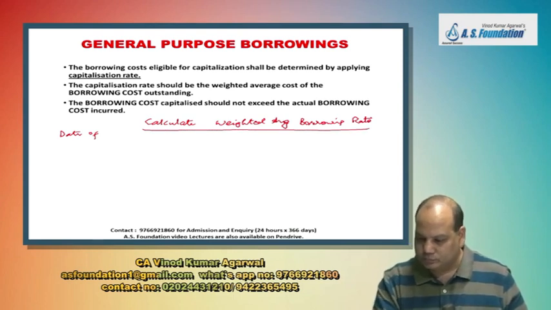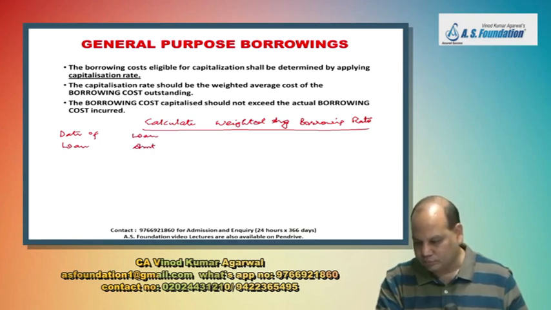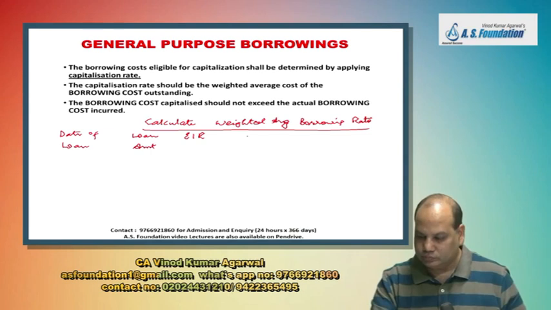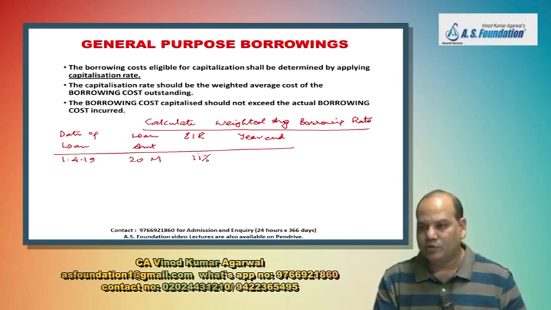Date of loan, loan amount, effective interest rate, year end. So date of loan 1/4/19, loan amount 20 million, effective interest rate you have to take. Okay, so I'm giving you directly in the exam. Be careful, they may give you two rates of interest, a nominal rate and an effective interest rate. So you have to take the effective interest rate.